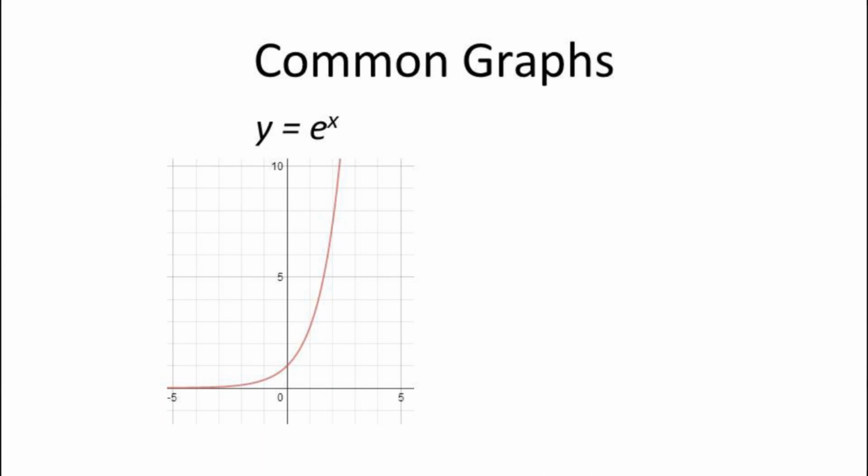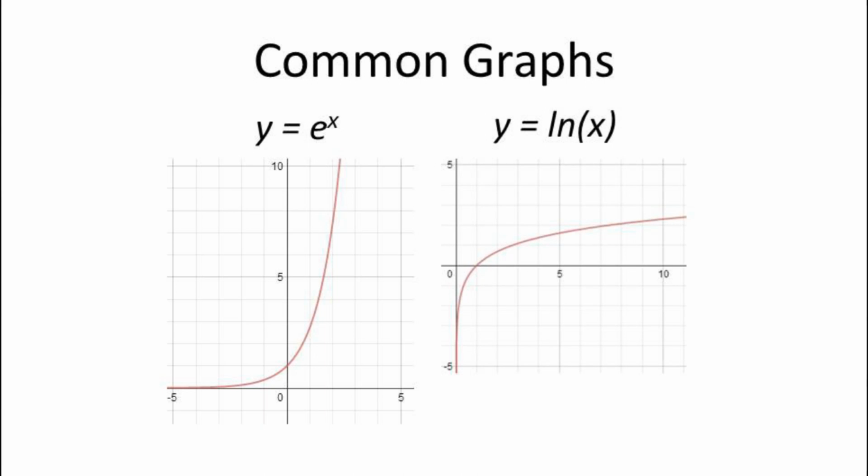Frequently seen in business and econ classes for interest over time, we have y equals e to the x. It can also not go below the x-axis because you cannot have negative interest. And then the opposite, the inverse function of e to the x, is ln of x, which you notice does not go on the left side of the y-axis as it cannot have a negative number.